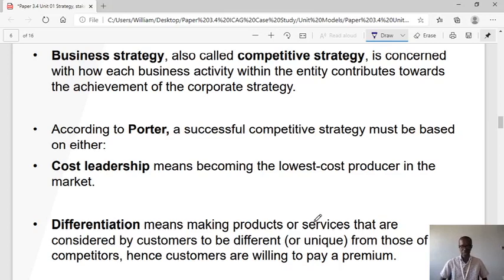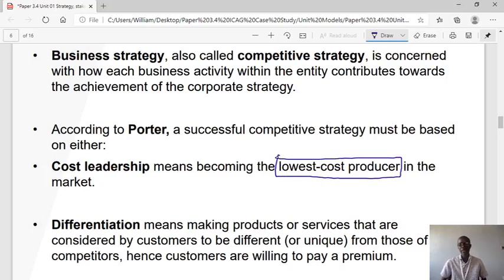But ordinarily, what we mean by a cost leadership strategy is where an organization in their strategy has decided to become the lowest cost producer in the market. The intention is for them to become the lowest cost producer in the market. And when they are able to minimize the cost of production, they will then pass it on to the end consumer in the form of lower prices. So they will charge lower prices for their product and or services. That is a cost leadership strategy.